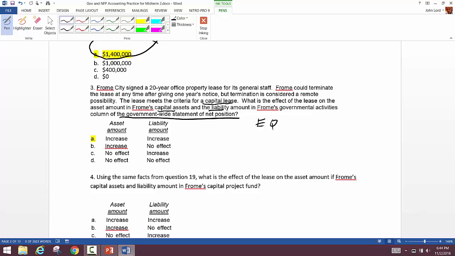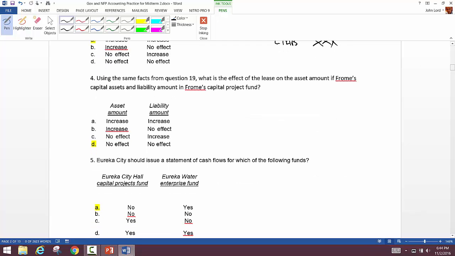Okay, so what happens? I'm going to debit the equipment for whatever the amount of the lease is and credit what? Credit the liability obligation, right? Okay, so I'm just going to put liability down here. So that means both the asset and the liability will increase? Okay, good. Come over.